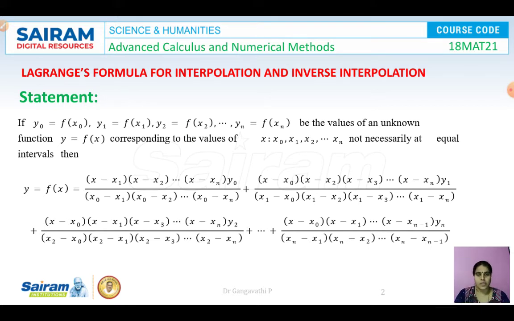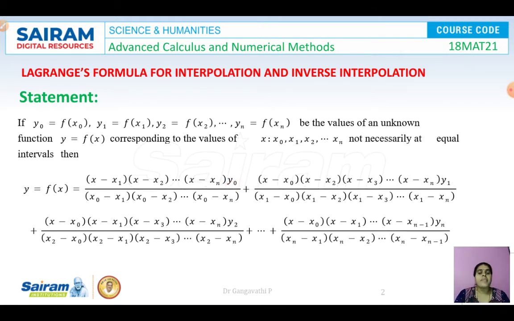With these inputs, for the given values of x and the corresponding values of y's, Lagrange's formula for interpolation is given by y is equal to f of x, which we want to find. It is x minus x1 into x minus x2 and so on, x minus xn into y naught, by x naught minus x1, x naught minus x2 and so on up to x naught minus xn. You can observe here, we have the set of values of x as x naught, x1, x2, x3 and so on. In the first term, x minus x naught is not there, whereas in the denominator you will have x naught. And here we have multiplied by y naught.